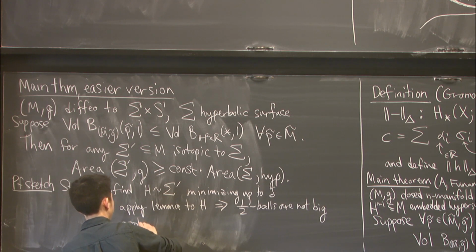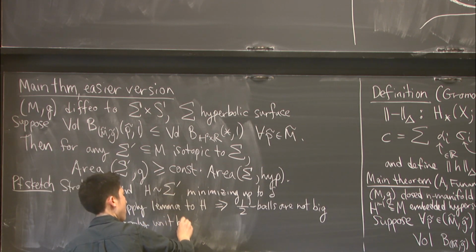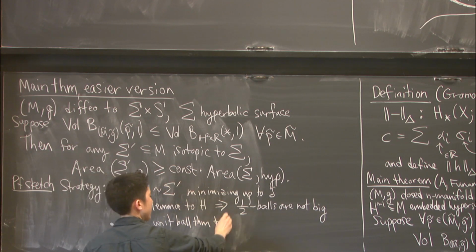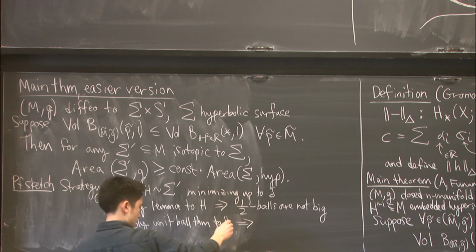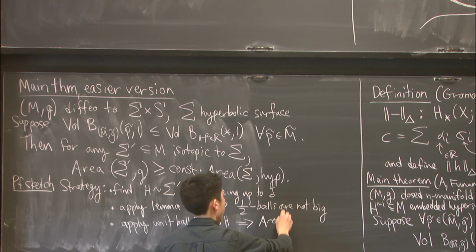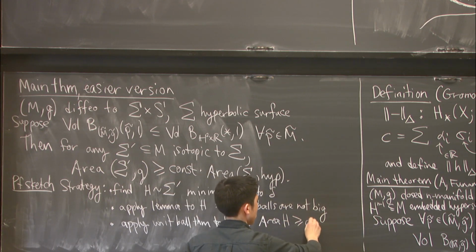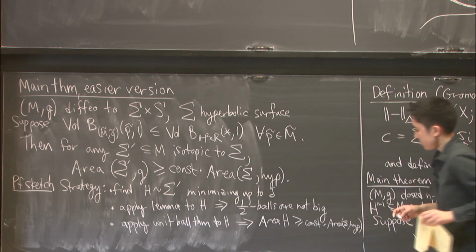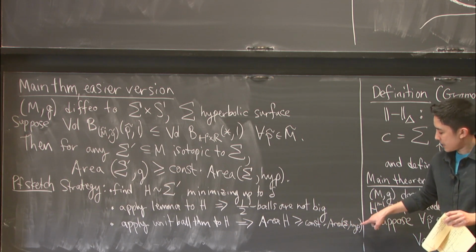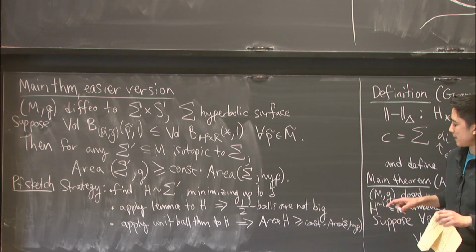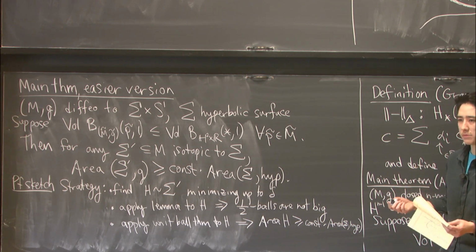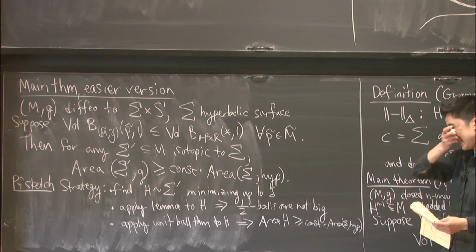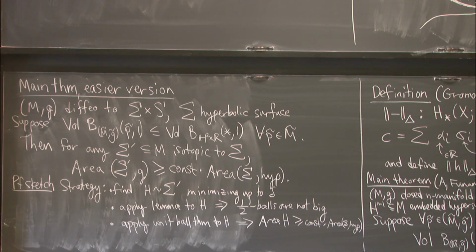Then we apply the unit ball theorem to H to get that the area of H is at least a constant times, I'll say, the hyperbolic area of sigma. For these things that are in terms of hyperbolic area or volume, the proof is always done using the Gromov simplicial norm, so I always am sort of deciding which one of them I want to say that would be clearest. Yeah, the proofs are all with Gromov norm.